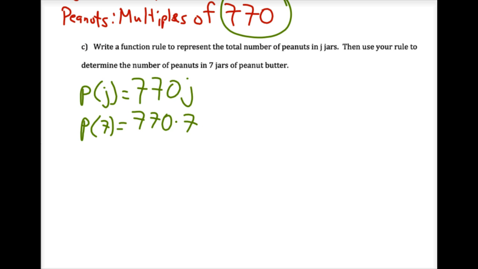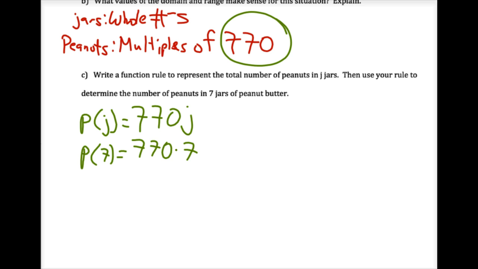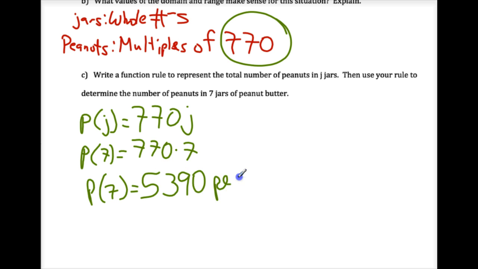So, calculator or no calculator there, people? Calculator. Definitely calculator. What's P of 7? 5,390. Label that peanuts. That's a lot of peanuts. So, we're talking about independent and dependent variables.